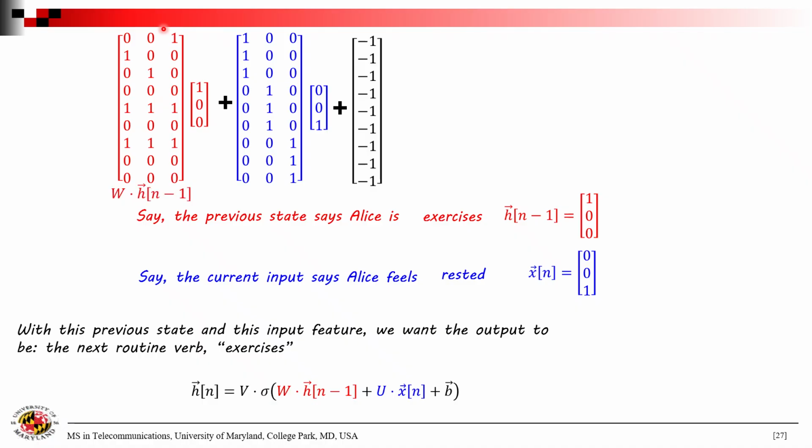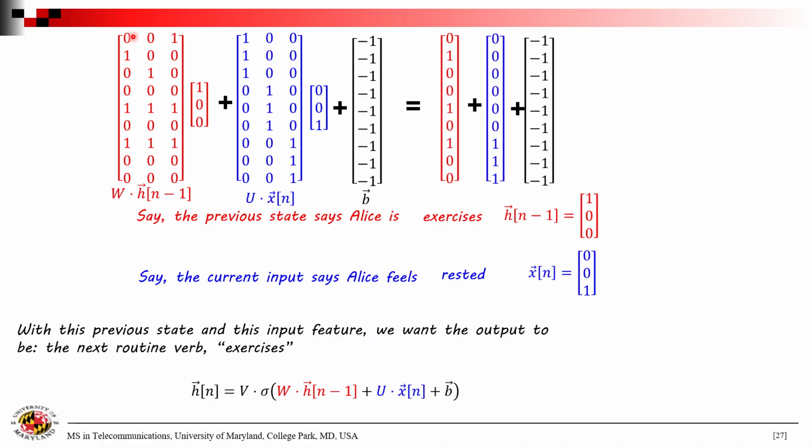We know that when we post-multiply this matrix with a vector of all zeros except a single one in the first position, we're going to grab the first column. And when we post-multiply u by this vector that's all zeros except a single one in the third position, we're going to grab the third column. So when we multiply these out, we get the first column copied here, the third column copied here, and here's the bias vector.